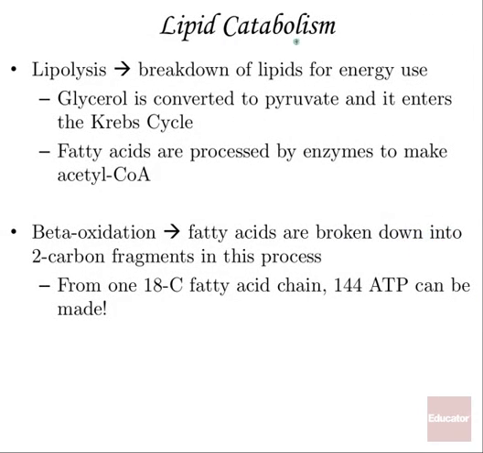Lipid catabolism. Catabolism, remember, is breakdown. So lipolysis is the breakdown of lipids for energy use. When we take, let's say, a triglyceride and break it apart, what happens to the glycerol? Well, the glycerol is converted to pyruvate, which, remember, also has 3 carbons, like glycerol. Modified pyruvate becomes acetyl-CoA and enters the Krebs cycle. Fatty acids are processed by enzymes to make acetyl-CoA. So you can actually chop up a fatty acid into lots of different acetyl-CoAs, because fatty acids can be, let's say, 40 carbons long sometimes, or less.